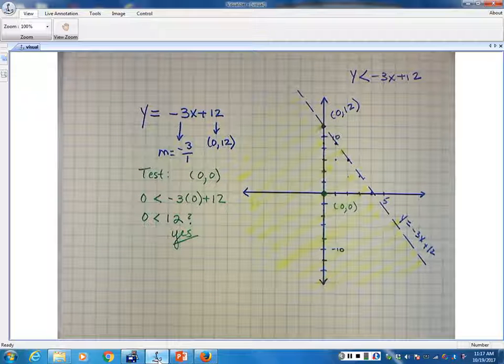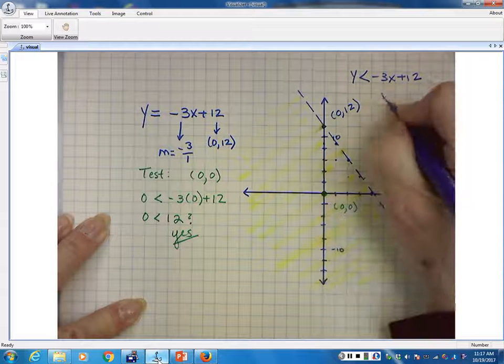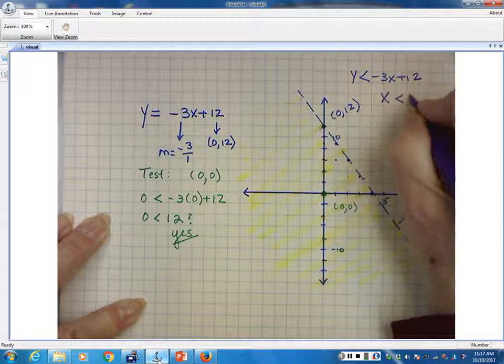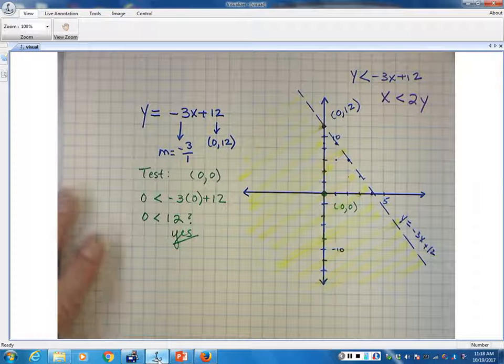The answers that are on the dotted line don't count, that's right. So then we're going to move to the other inequality, and the next inequality is x is less than 2y. Now that one's not going to be easy to necessarily put in the calculator, but we can. We just have to do some algebra first.